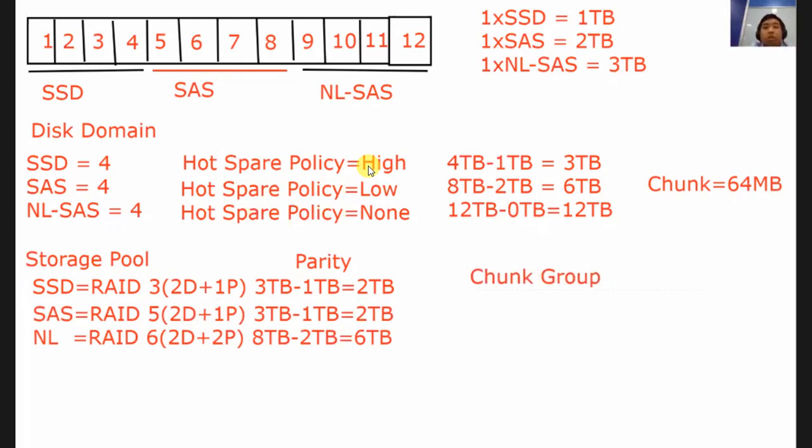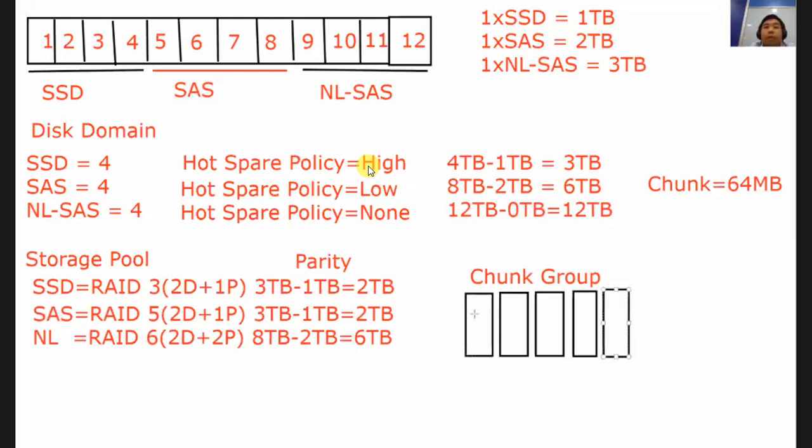Let's say that one bar here is 64 megabyte. I will form a lot of 64 megabyte bars like this: 64 megabyte, 64 megabyte, 64 megabyte, 64 megabyte. Let's say this is the chunk group. So this is all your chunks, and one of these is one chunk. I group them together.